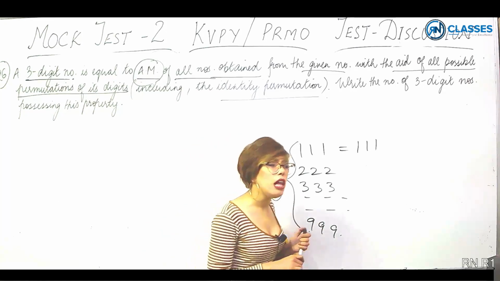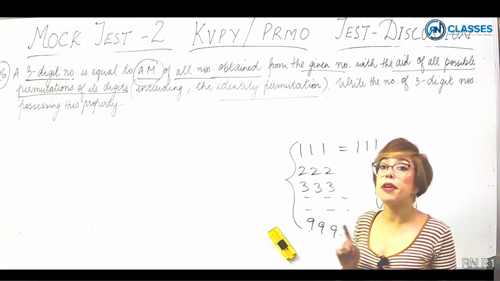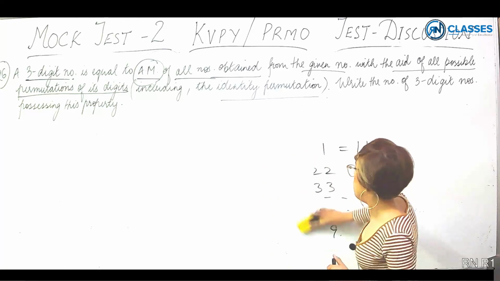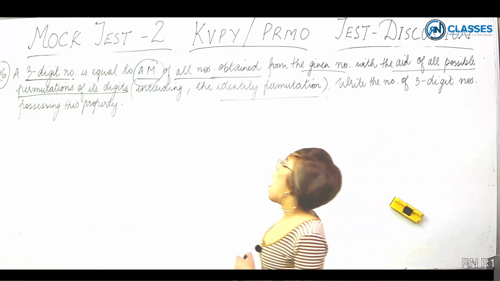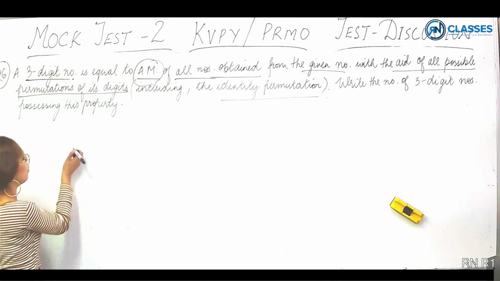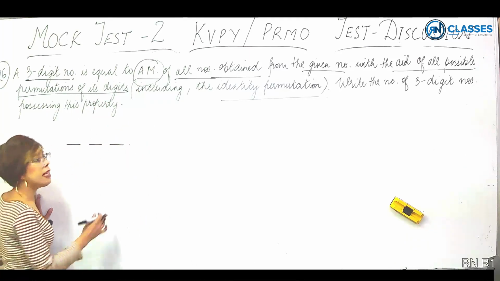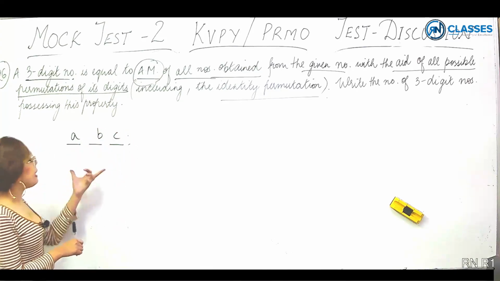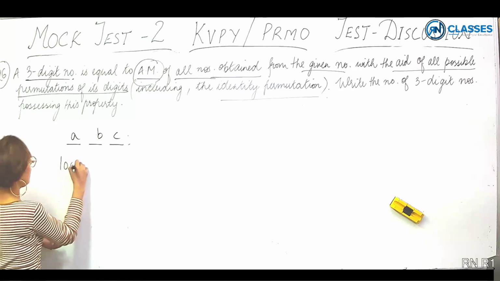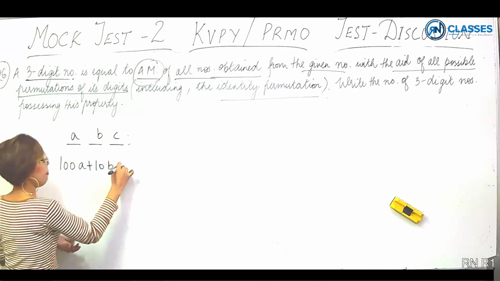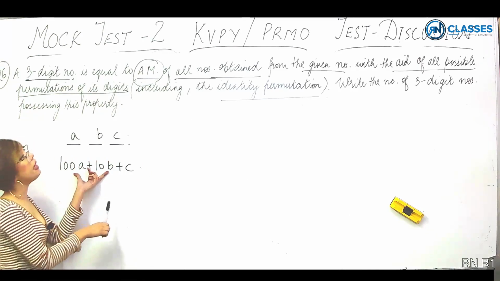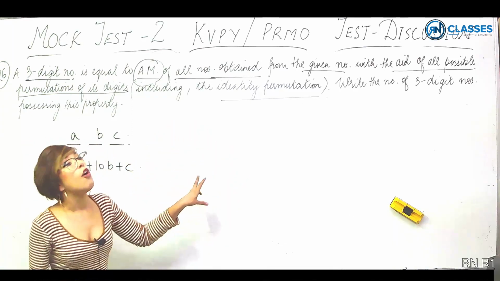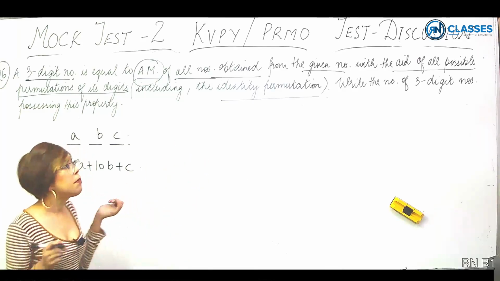But the question is, are these the only 3-digit numbers, or are there more? There might be, so that is why we need to be a little bit careful. Right? Now, I am talking about the 3-digit number. So, let my digits be A, B, and C. Right? Now, if I write this in the expanded form, I will have 100A plus 10B plus C. Now, he says that this number should be equal to the arithmetic mean of all the numbers obtained with the aid of all the permutations possible. Now, what are the permutations possible?